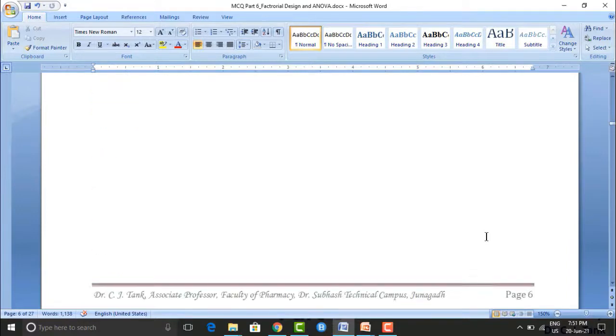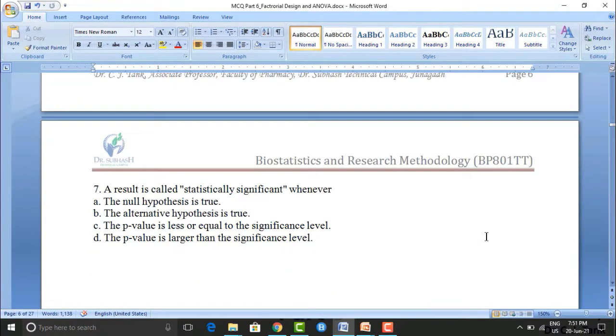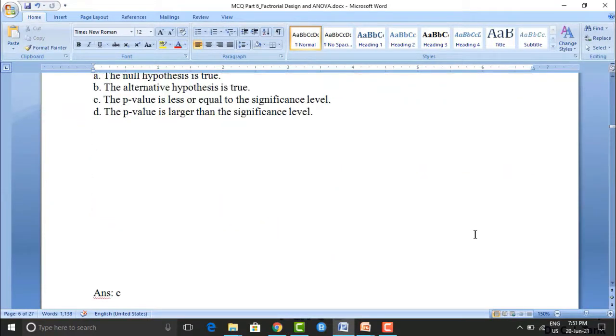Next question, a result is called statistically significant whenever option A, the null hypothesis is true, option B, the alternative hypothesis is true, option C, the p value is less than or equal to the significance level, and option D, the p value is larger than the significance level. यहाँ पे सही आंसर है that is option C, the p value is less than or equal to the significance level.